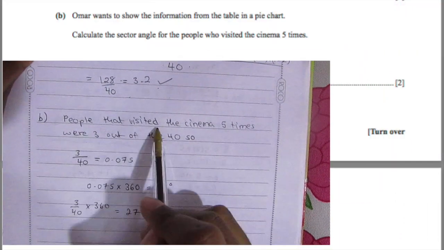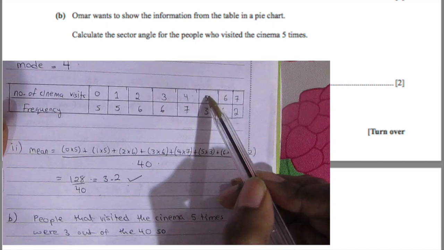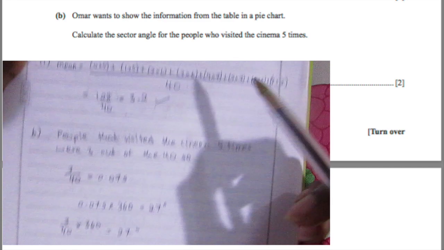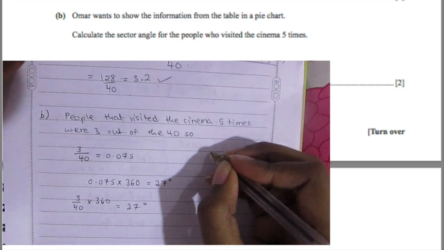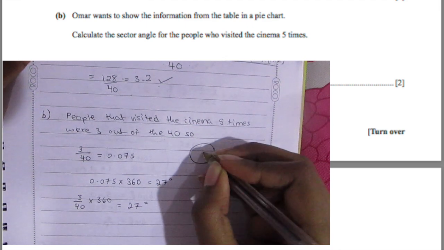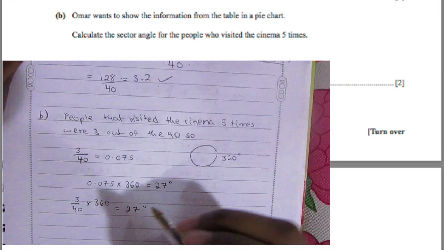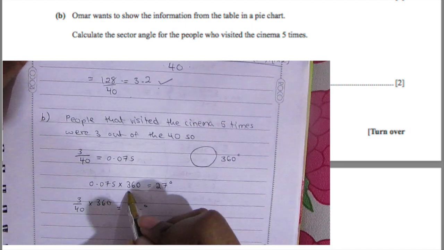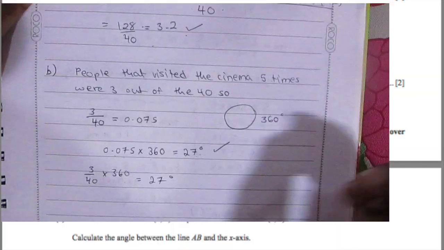Now B, people that visited the cinema 5 times were 3 out of the 40. See, 5 times for only 3 people. So 3 divided by 40 is this. Now because in a circle, that is 360 degrees, right? So 0.075 times 360 is 27 degrees. Or you can do this times 360.